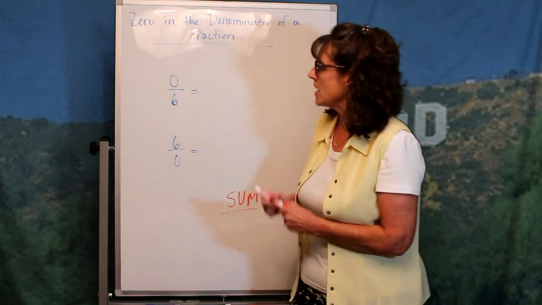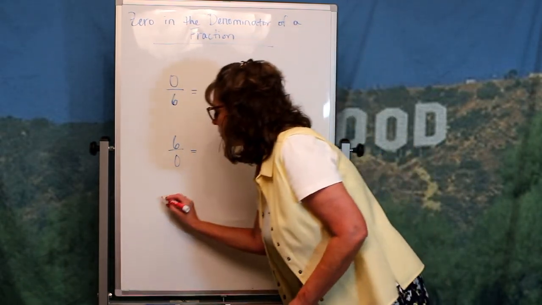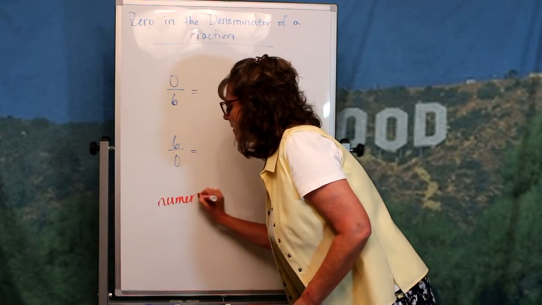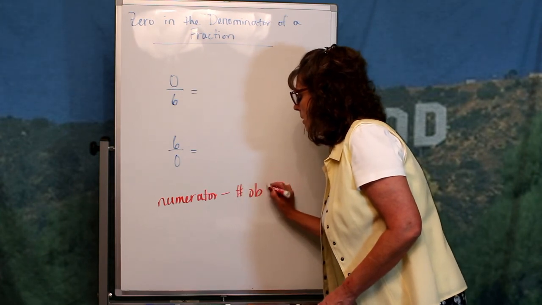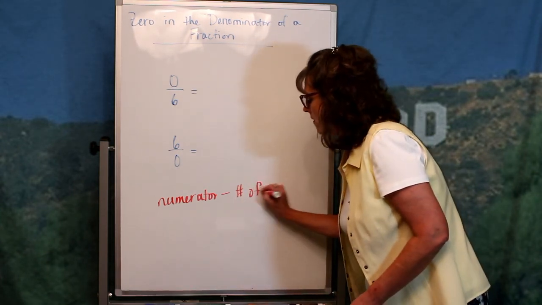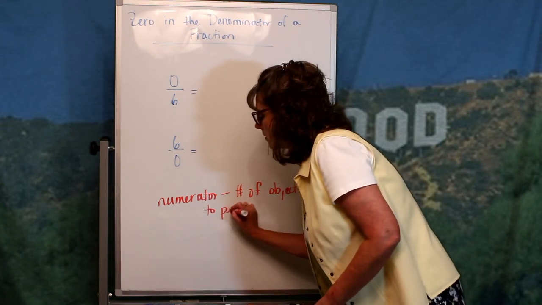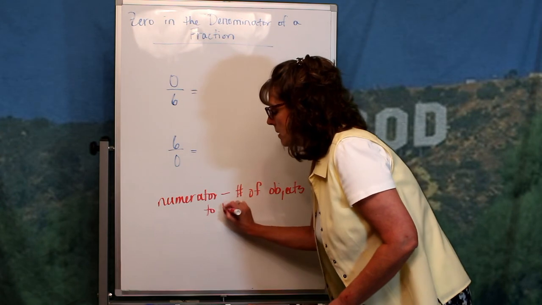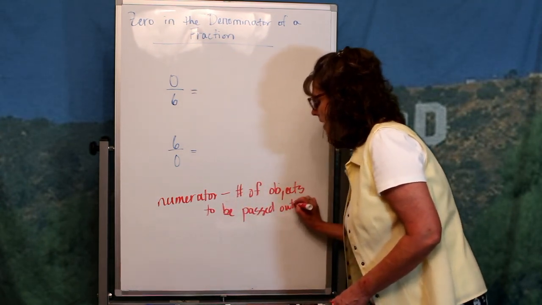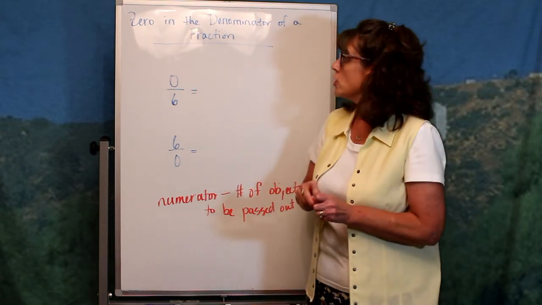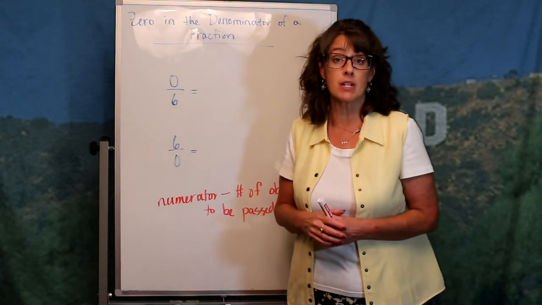You need to understand that your numerator represents the number of objects to be passed out, or to be divided out, because that's what a division problem is. Notice that when I have a fraction, it is a division problem. The bar always indicates division.